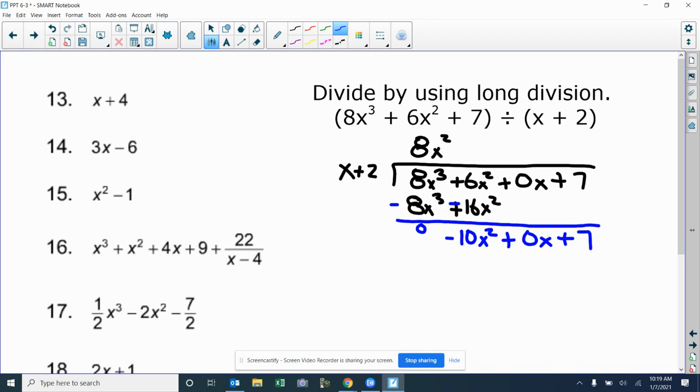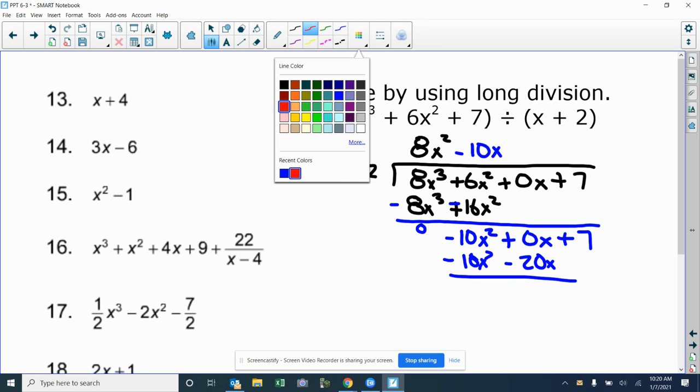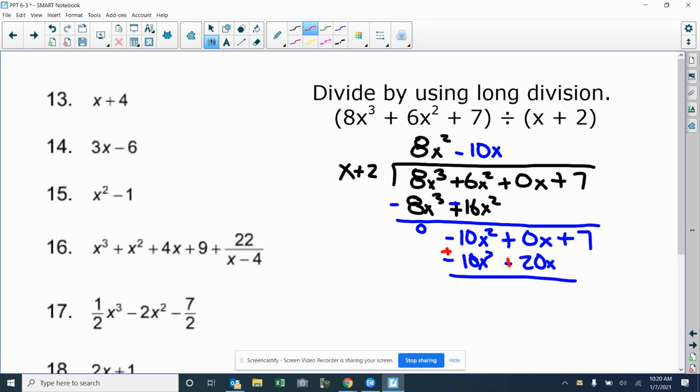Going to need to multiply by negative 10x. That's going to give me negative 10x squared, and then I'm going to have minus 20x. Of course, we have to change that sign again. That becomes plus and plus. So I end up with 20x minus 7. End up with 0 here. Again, that's what I want.